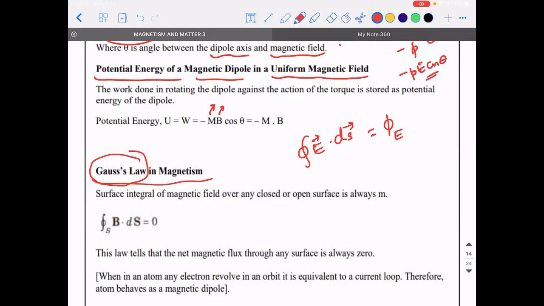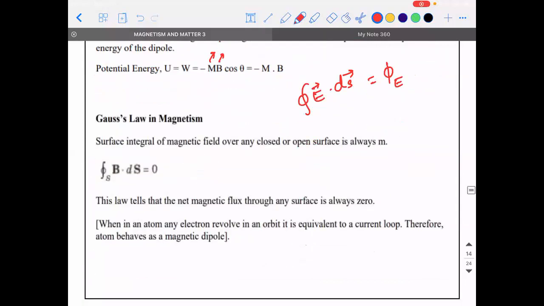It is the net electric flux. The net electric flux through a closed surface will be equal to 1 by epsilon naught times the charge enclosed by the Gaussian surface, right? In a similar way, Gauss law in magnetism is stated like this: the surface integral of the magnetic field over any closed or open surface is always 0.